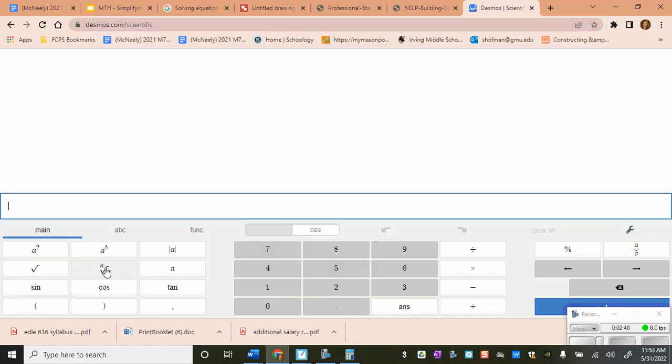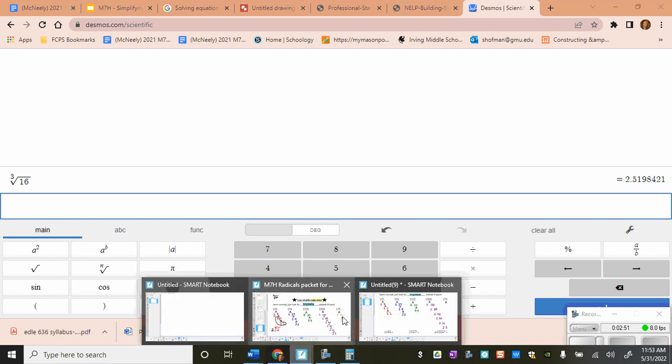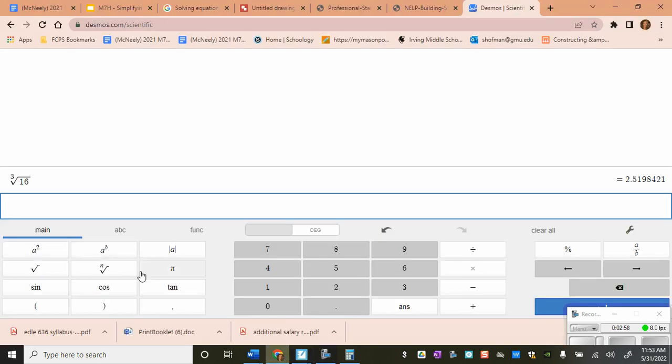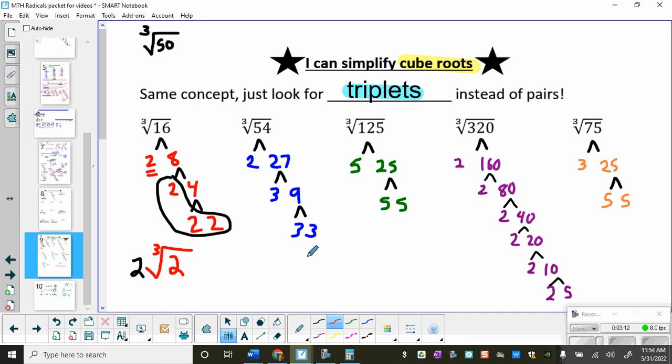All right, so we need the cube root. So I'm going to put a 3 of 16. And you can see it's like 2.51, blah, blah, blah. So now let's take our answer when we simplified it, which we simplified to be 2 times the cube root of 2. And let's see if we get the same thing. So I'm going to have 2 times, and then now we're going to do the cube root of 2. And you can see we get the exact same answer. So that's how I know we did everything right. Okay. All right. Now back over here.